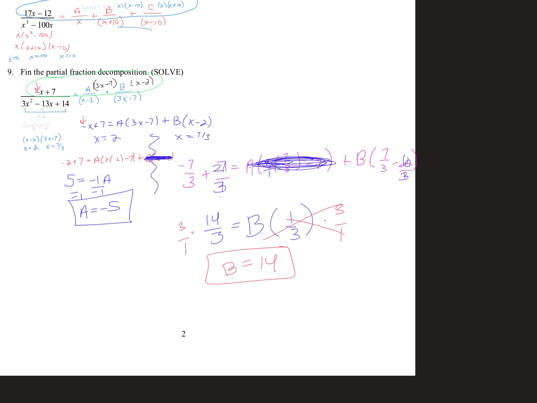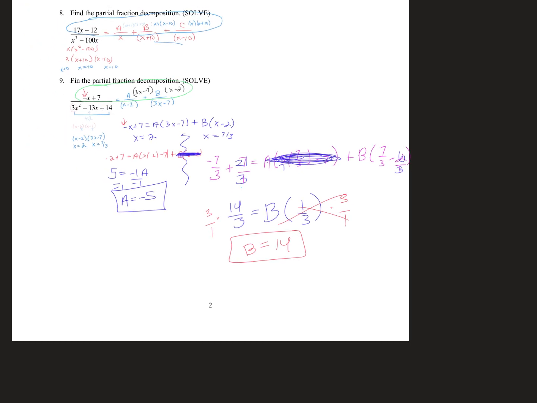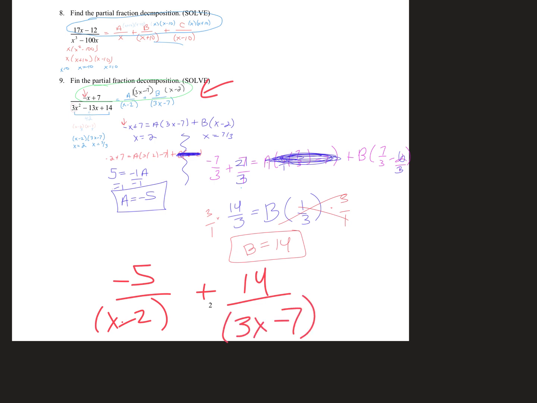What do I do with those two things? I found out A was negative 5, and I found out B was 14. What do I do with that? I'm going to put it back in. I'm going to go back up here to where I set it up, and I'm going to say, okay, my A term is negative 5 over x minus 2. And then I have plus, my B term is 14 over 3x minus 7. And that's your partial fraction decomposition.